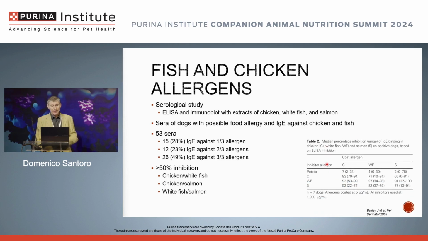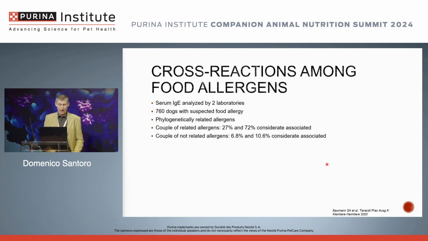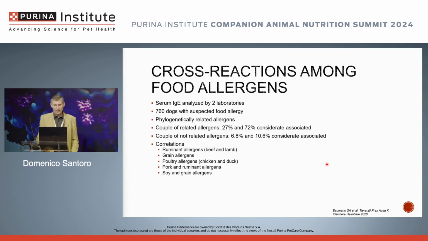And this is essentially the same study done by the same group, but looking at the cross-reactivity between whitefish, salmon, and chicken. Also in this case, they were able to show a very strong inhibition, aka cross-reactivity, between these three types of foods. Sorry, I'm running a little bit because I'm running out of time.